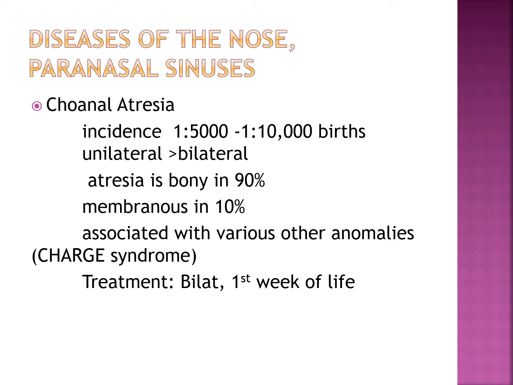Diseases of the nose, paranasal sinuses. Congenital anomalies like choanal atresia occurs in 1 in 5,000 to 1 in 10,000 births. There are more unilateral than bilateral cases, as well as more cases of bony atresia, in 90%, than the membranous one. It could also be associated with various anomalies like CHARGE syndrome. Treatment is done during the first week of life if it is bilateral choanal atresia.